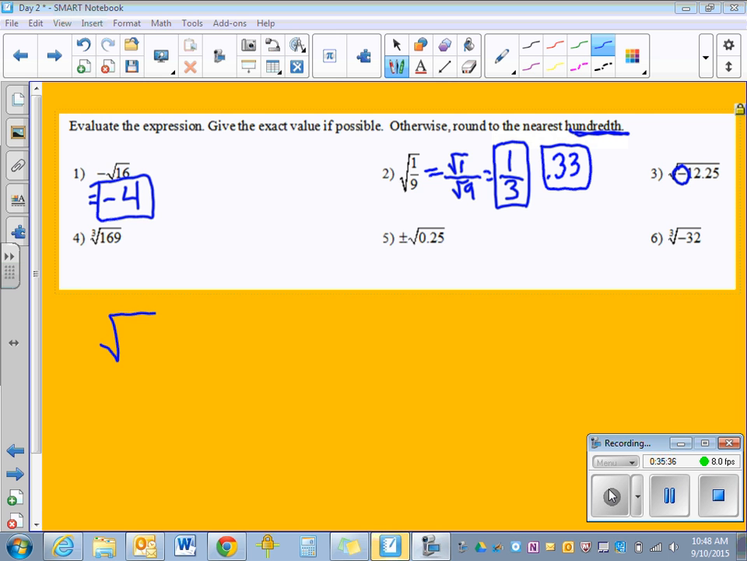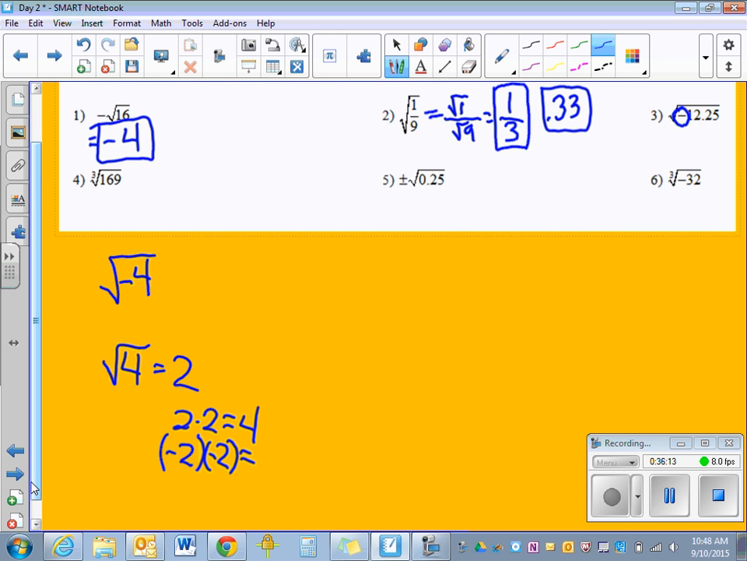If I have the square root of negative 4, well, let's look at just positive 4. What is the square root of positive 4? It should be on the tip of your tongue. What times itself is 4? Good, 2, because 2 times 2 is 4. But if we try negative 2 times negative 2, what does that give us? It still gives us positive 4, because a negative times a negative is positive.